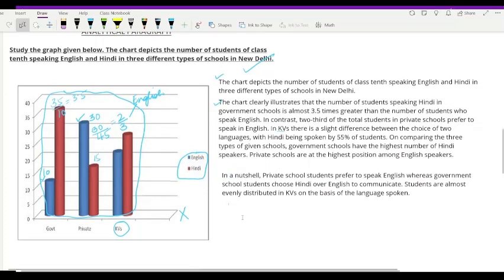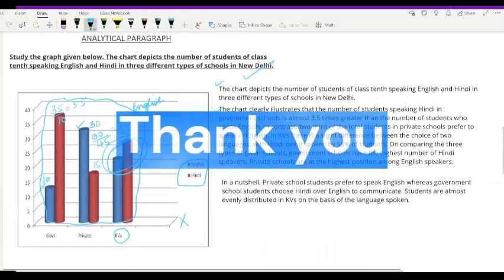So now this is the conclusion that you can see. In a nutshell, private school students prefer to speak English, whereas government school students choose Hindi over English to communicate, and students are almost evenly distributed in KV on the basis of the language spoken. So we can see that the difference here is more, but it is quite equal in the KVs. So this is how we write an analytical paragraph. That's all for today. Thank you.